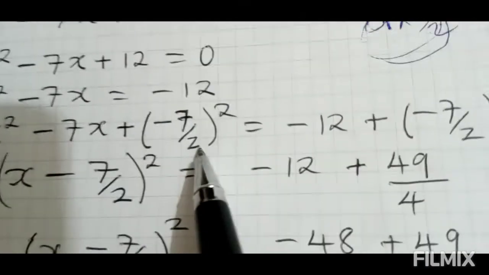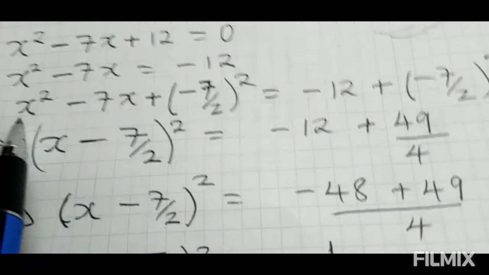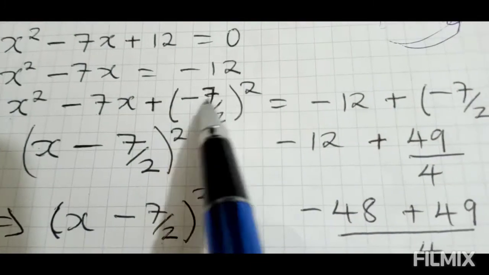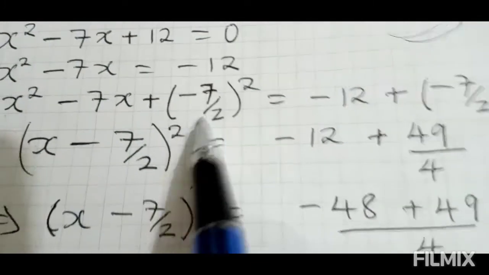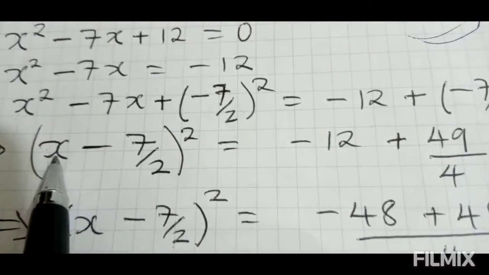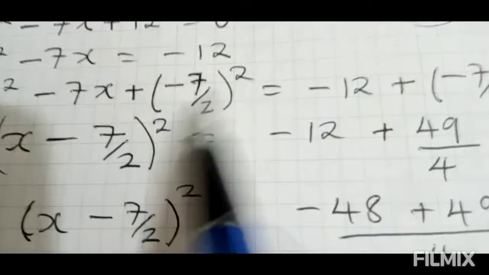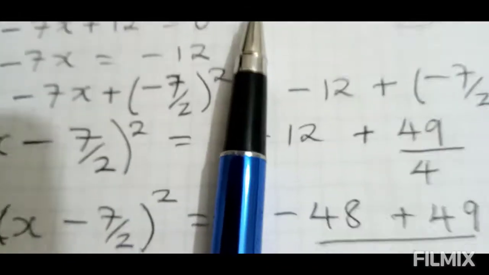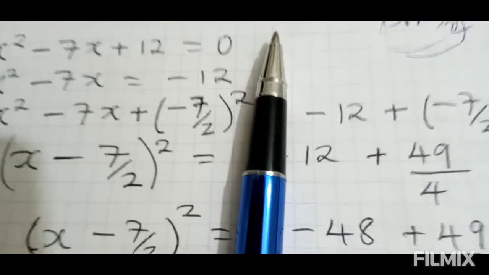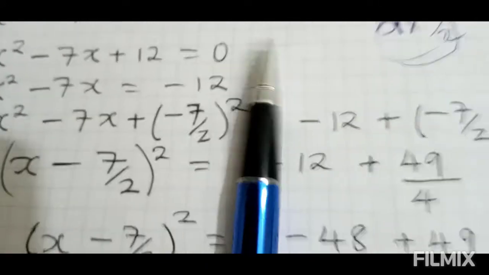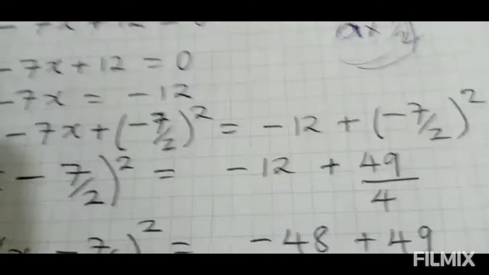So we add it to both sides of the equation. Look, here we have added it to this side, and we have added it to this side. Now we continue with simplification. This is the most crucial part. You take x and this part inside the equation which you have squared. So x minus 7 over 2 squared. This is how we have simplified.